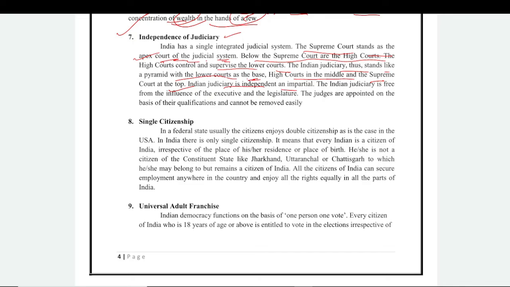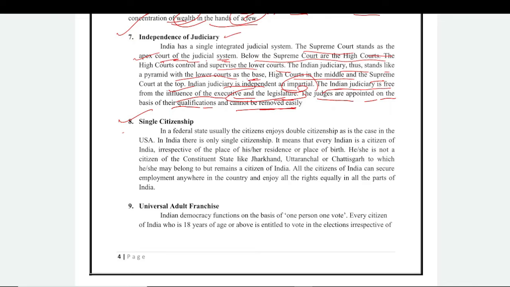The Indian judiciary is independent and impartial. The Indian judicial system is free from the influence of the executive and legislature. The judges are appointed on the basis of their qualifications and cannot be removed easily.